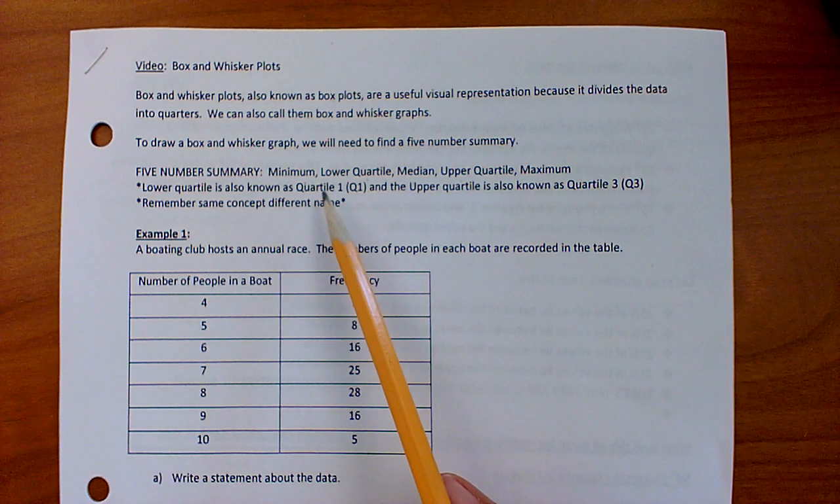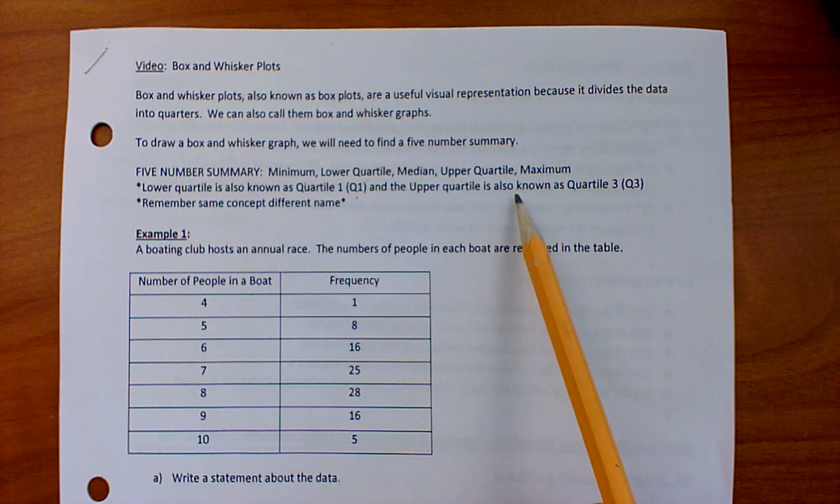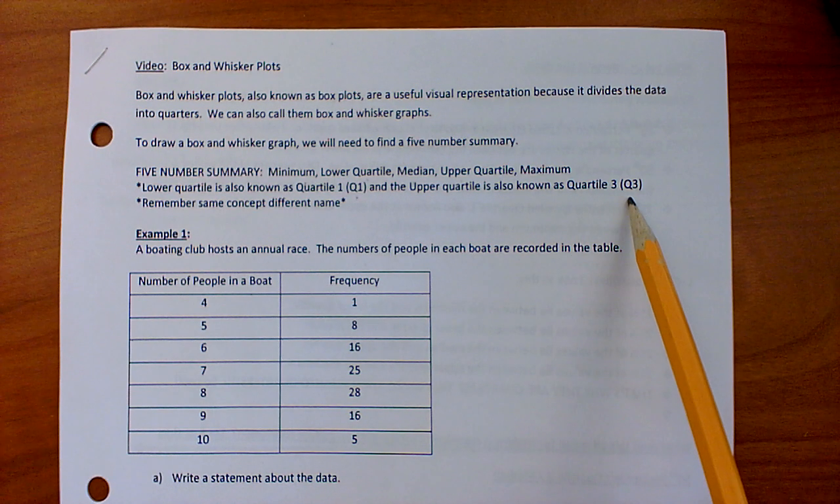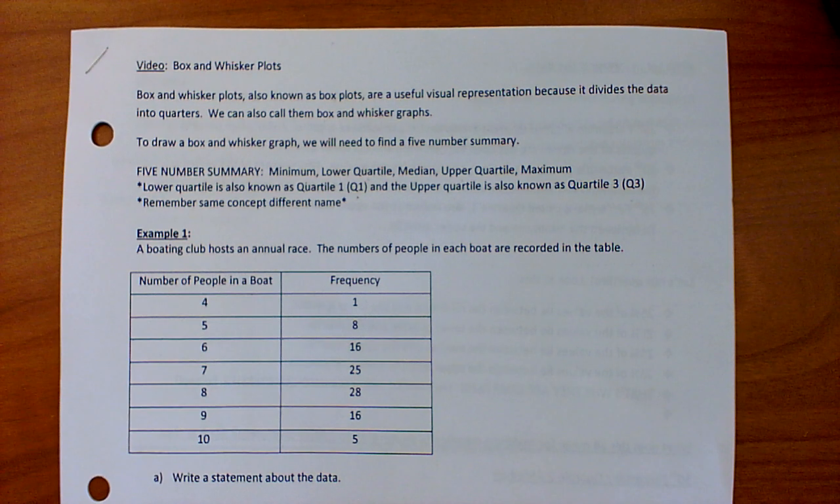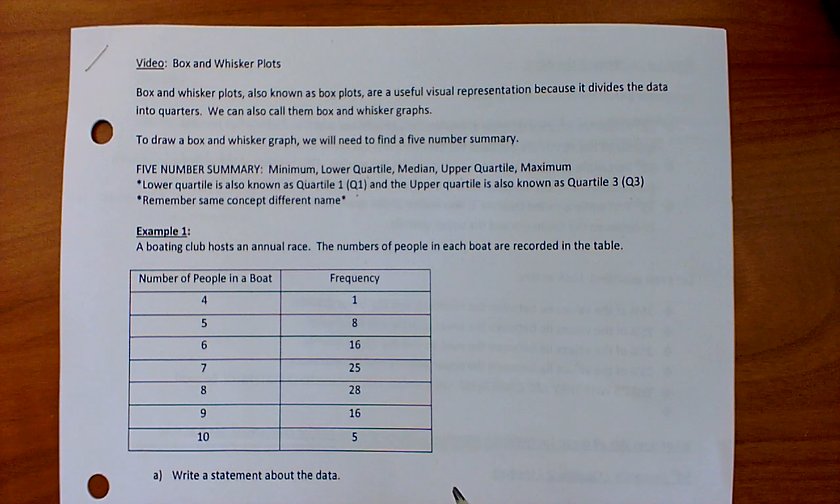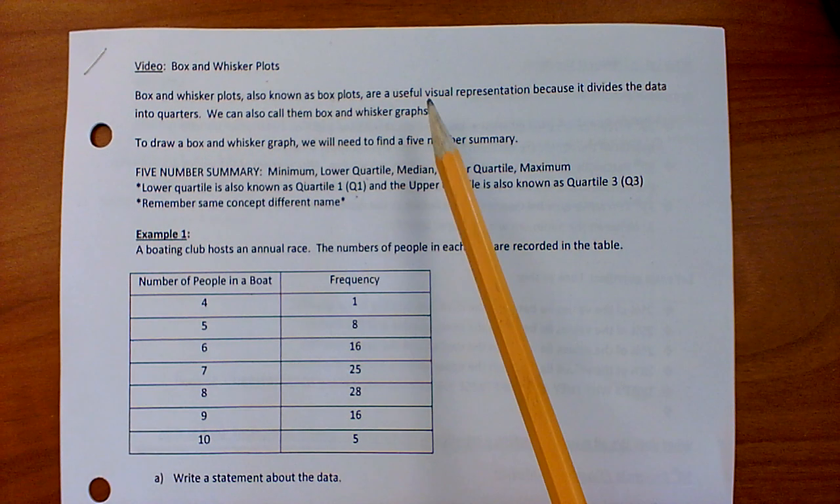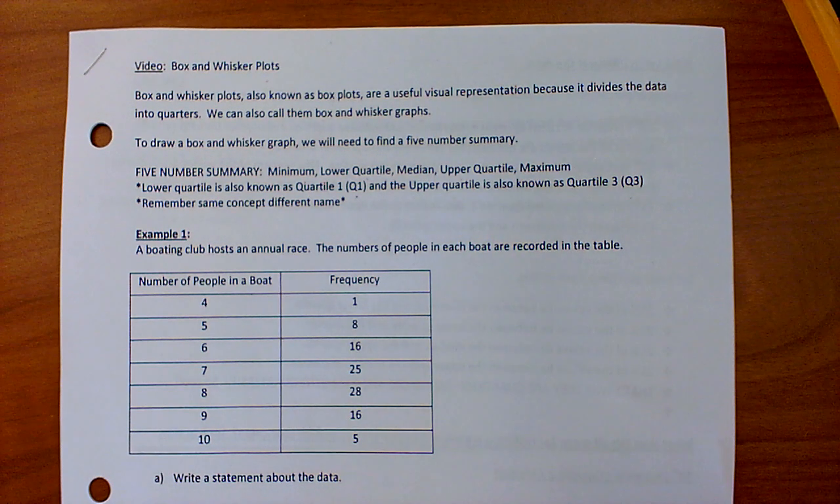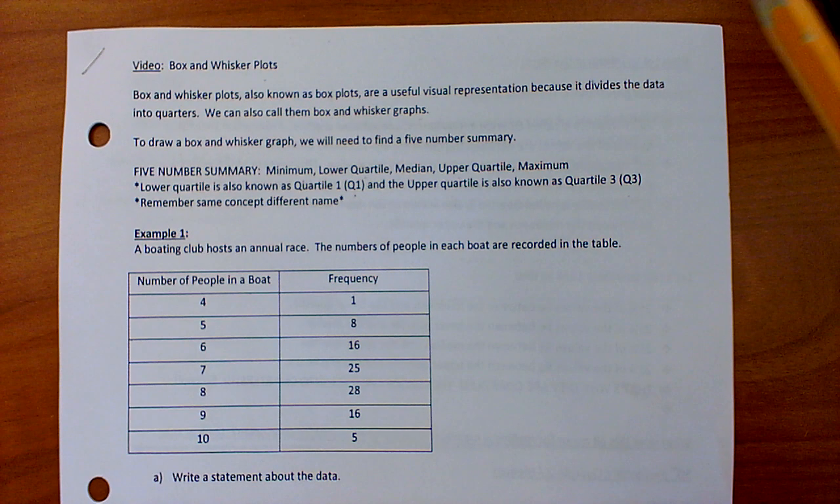The lower quartile is also known as quartile 1. You're going to see that on your graphing calculator as Q1. And the upper quartile is also known as quartile 3, which you'll see as Q3. Remember, same concept, different name. In mathematics, we like to give the same concept different names. So we have box and whisker plots versus box and whisker graphs. We can also call these box plots, just dropping the whisker. So who knew? I did. I'm telling you now. Now you know.